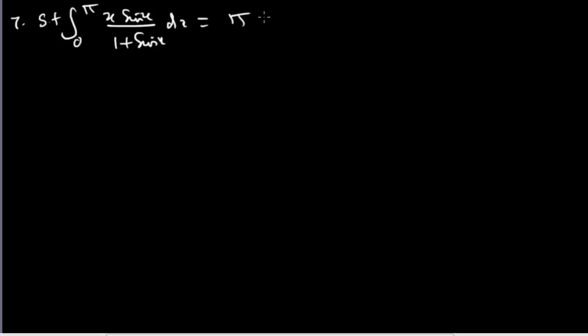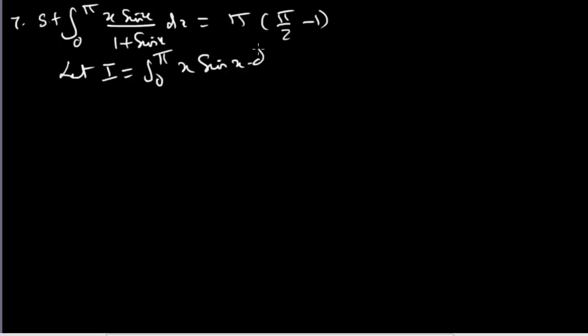The next problem is seventh one. Show that integral 0 to pi x sin x by 1 plus sin x into dx is equal to pi into pi by 2 minus 1. The answer they give whenever a complicated problem is there. So let I be equal to integral 0 to pi x sin x into dx by 1 plus sin x.